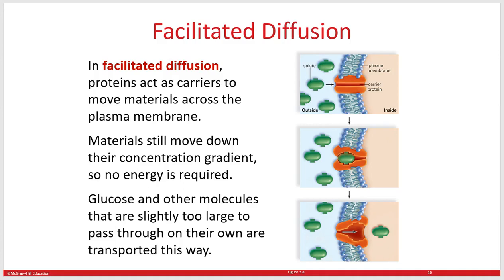Anything that has a positive or negative charge to it, like potassium, sodium, and calcium, requires a protein to move through, and so does water, actually. Water has a slightly polar nature to it, and so it cannot pass through the membrane itself. Oxygen and carbon dioxide can move directly through the plasma membrane and do not require a protein, and so that would just be called diffusion. And facilitated diffusion means that it diffuses with the help of a protein.